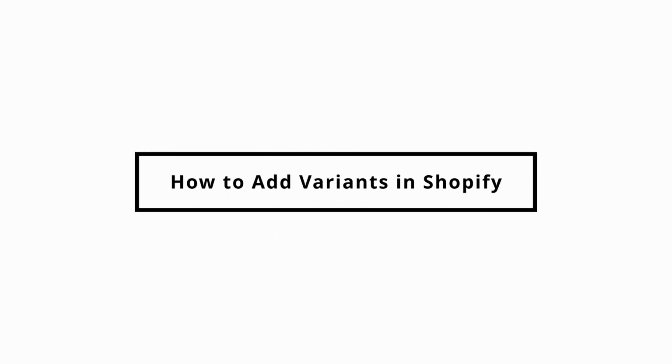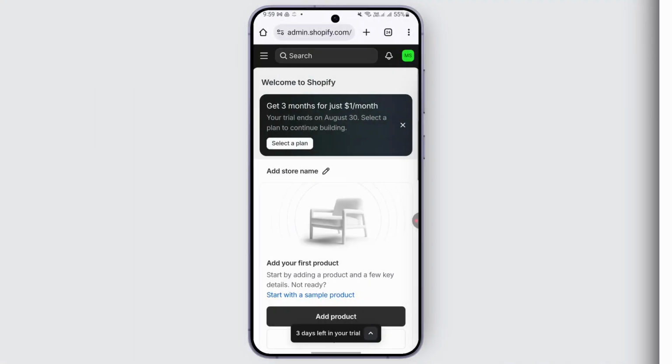How to add variants in Shopify. In order to add variants in Shopify, you may follow this process. Head over to your Shopify admin page, which is this one right here, and you will find this interface once you are logged in.